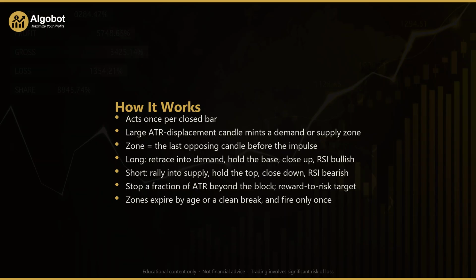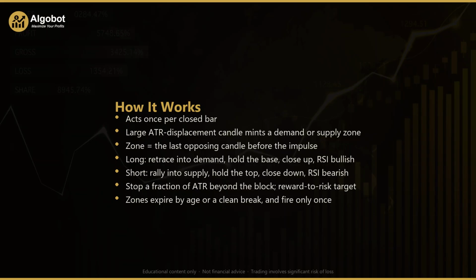A strong bearish candle does the mirror image. The strategy finds the most recent up candle before it and marks that as a supply zone. Each zone has a lifespan. A zone is abandoned once it becomes older than the max zone age bars setting, which defaults to 25 bars, or as soon as price closes straight through it. And importantly, each zone is allowed to produce at most one trade.